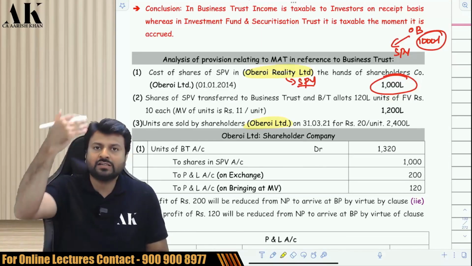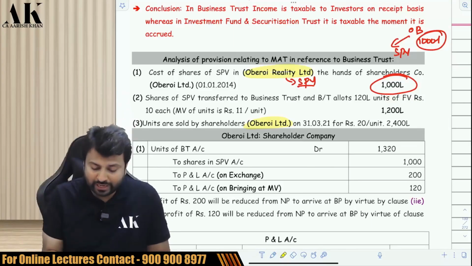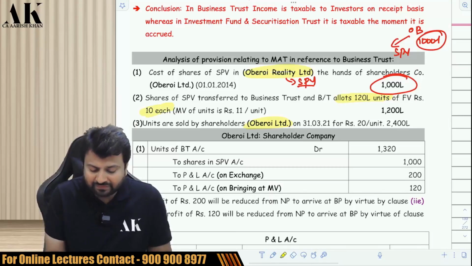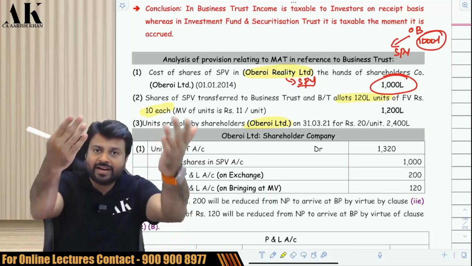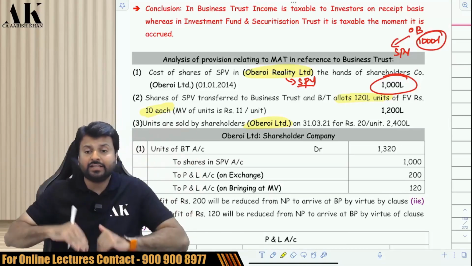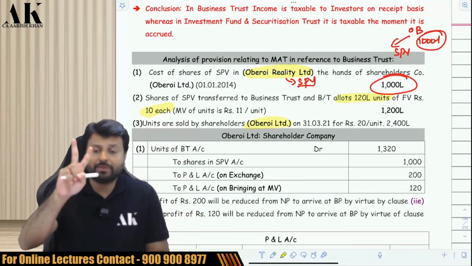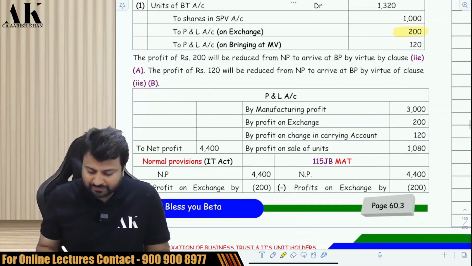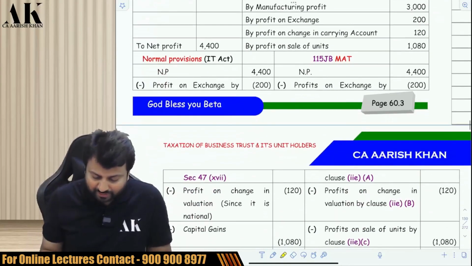So it is giving shares of 1000 and in return it is getting units of 1200. Check. So 120 lakh units are allotted at the rate of 10 each. So the shares are given at the value of 1000, but in return he is getting units of 1200. So he is having a profit of 200 on exchange, right? So that profit is what? Exempt under section 47 under the normal provision of income tax law, right?